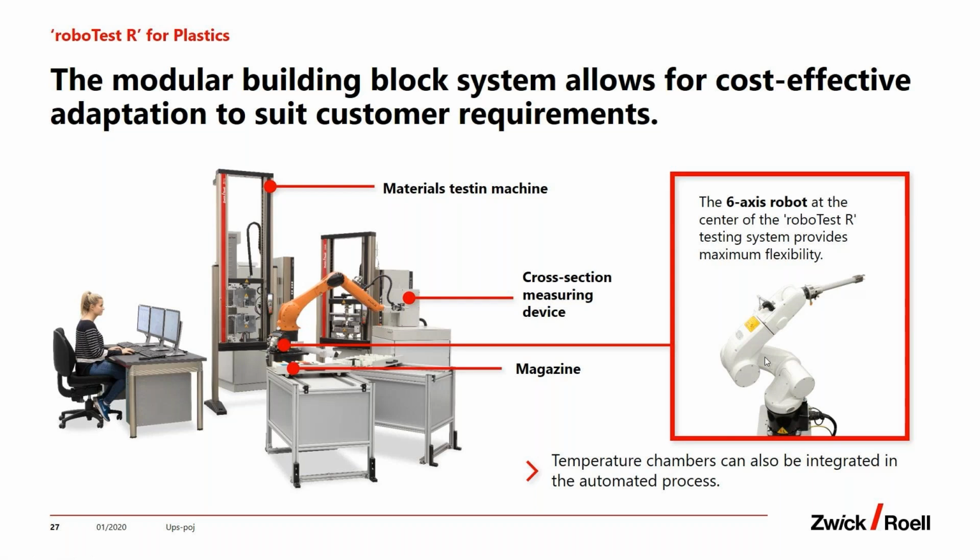If you have a simply moving axis, if one axis is moving just in X direction, then you are pretty limited with the movements that are available. But in this case, what you see here is we have the full flexibility of such a 6-axis robot arm. That was example number 2, roboTest R for plastics.